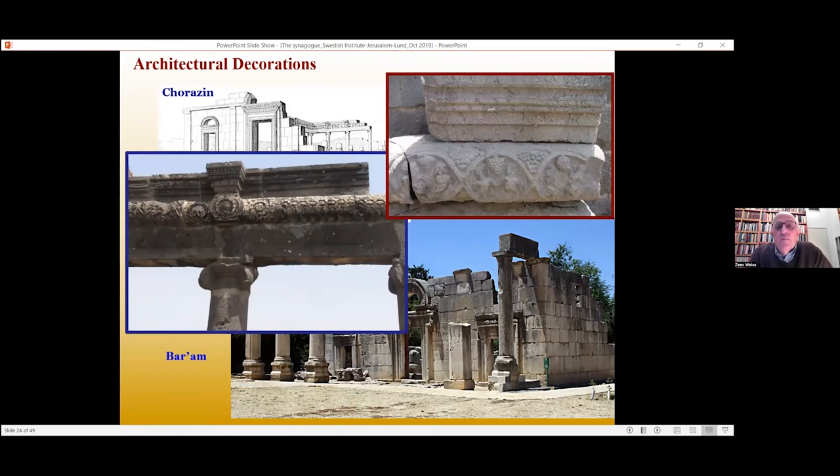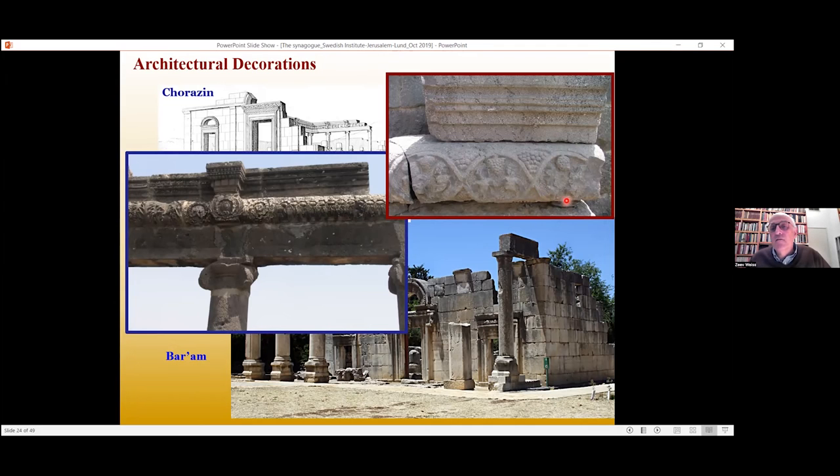And let me illuminate my argument in a few examples. So we're looking here at friezes coming from Chorazin. In the one here, we see a floral design, also geometrical design, and some acanthus leaves over here, a wreath. This wreath is very unique. It's a wreath with a Heracles knot at the bottom, quite common in Roman architecture. But this frieze is even more intricate.